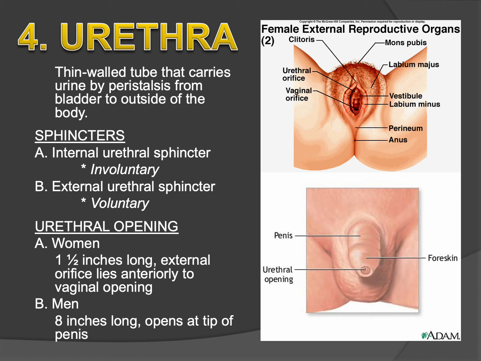In women and men, there are differences in urethral opening. Sa women, it's a 1/2 inch long external orifice lies anteriorly to the vaginal opening, while in men it's longer, 8 inches long and opens at the tip of the penis.